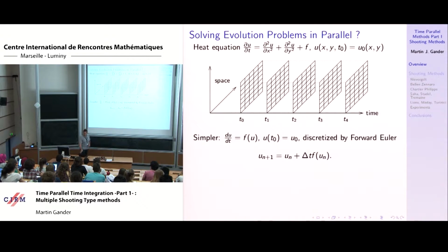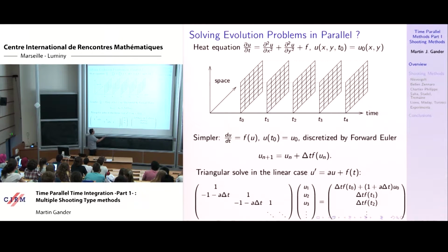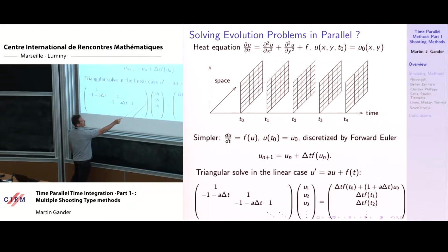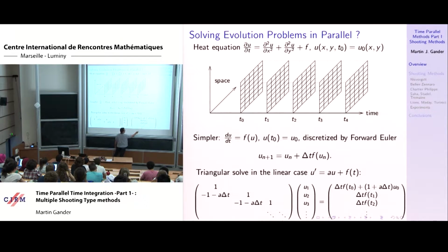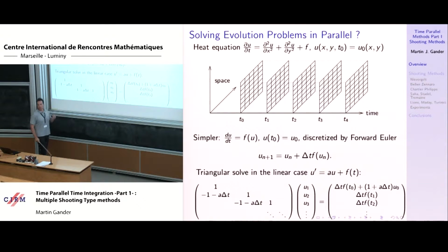If the problem is linear, now I have a linear ODE, u' = au + f. I do the same Euler discretization. Then I can write this as a system with all the unknowns at each time point, and I get a lower bidiagonal matrix. So from the first equation, I can determine u1, where the initial condition is in the right-hand side. From the second equation, once I know u1, I can determine u2, and so on. This is completely sequential. It's a triangular matrix.